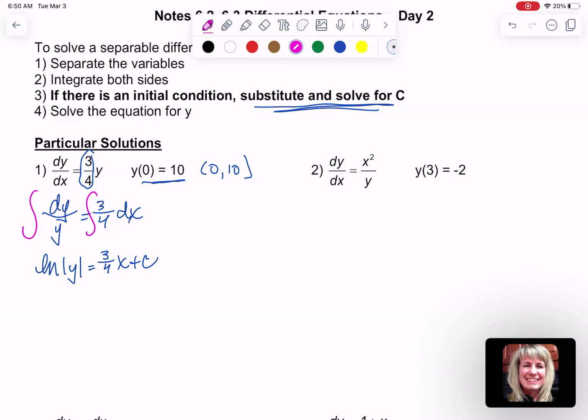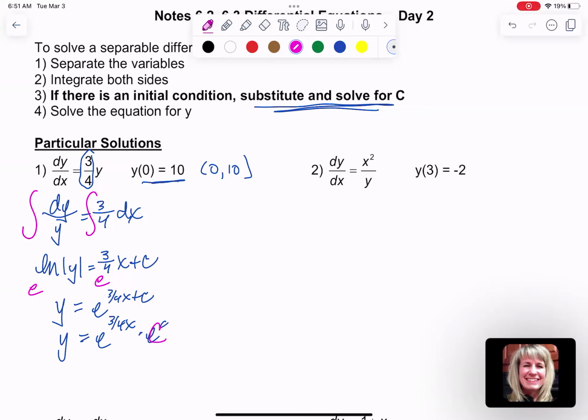So here we're trying to get y out of the log. So we'll raise e to the power on both sides. On the left-hand side, we'll end up with y equals e to the 3/4 x plus c. And then remember, we can rewrite this as e to the 3/4 x times e to the c, which is just a giant C right there. So we end up rewriting it as y equals big C e to the 3/4 x.